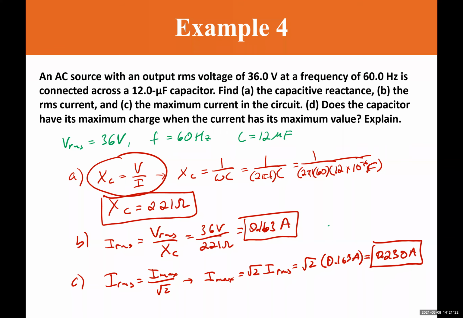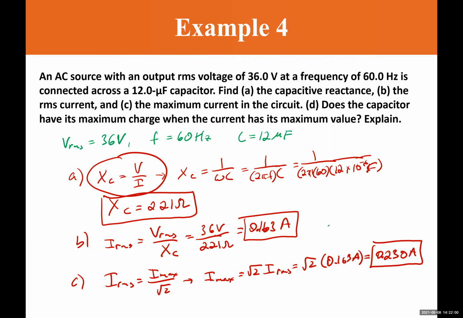That's the maximum current. Now the last one says, does the capacitor have its maximum charge when the current has its maximum value? Well, remember what we have. This is a capacitor, and for the capacitor, the voltage is out of phase with the current. That means it is 90 degrees. Remember, the voltage is lagging 90 degrees relative to the current. So the current reaches its maximum value sooner than the voltage, which is 1/4 of a cycle sooner than the voltage reaches its maximum value.